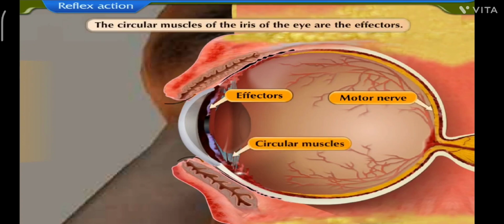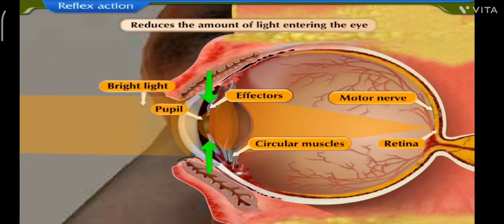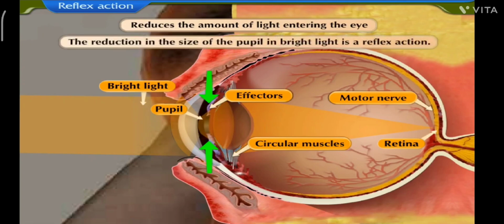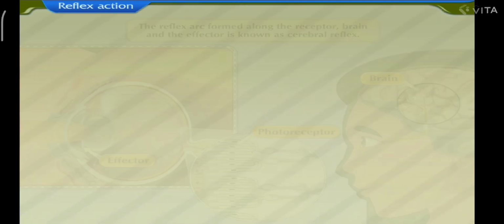The circular muscles of the iris of the eye are the effectors. The circular muscles of the iris contract, thereby reducing the size of the pupil. This reduces the amount of light entering the eye. The reduction in size of the pupil in bright light is a reflex action. As the reflex arc is formed along the receptor, brain and the effector, it is known as cerebral reflex.